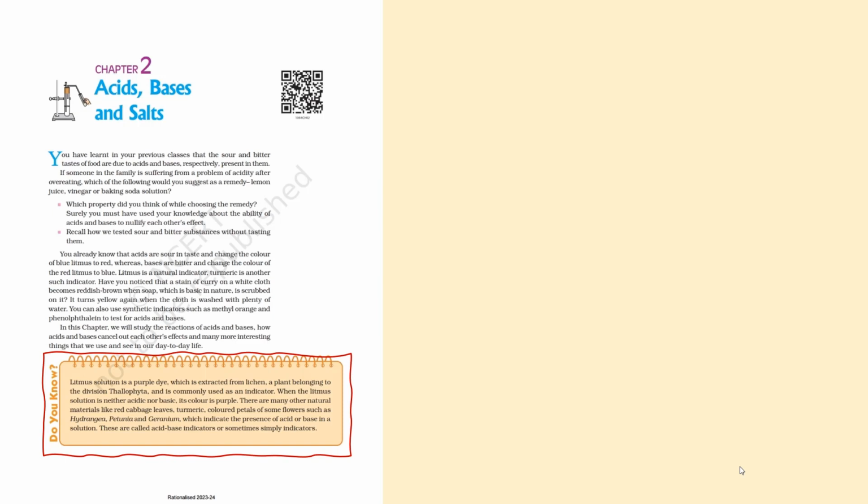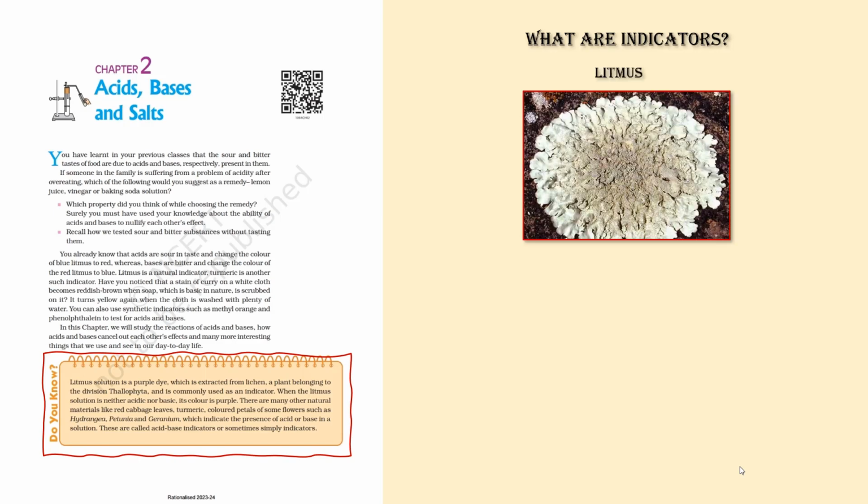Litmus is a solution which is a purple colored dye, and it is extracted from a plant which is a lichen. This lichen is actually an indicator which allows us to understand whether a substance is acidic, basic or neutral. Lichens belong to the thallophytes and are actually an association of algae and fungus.